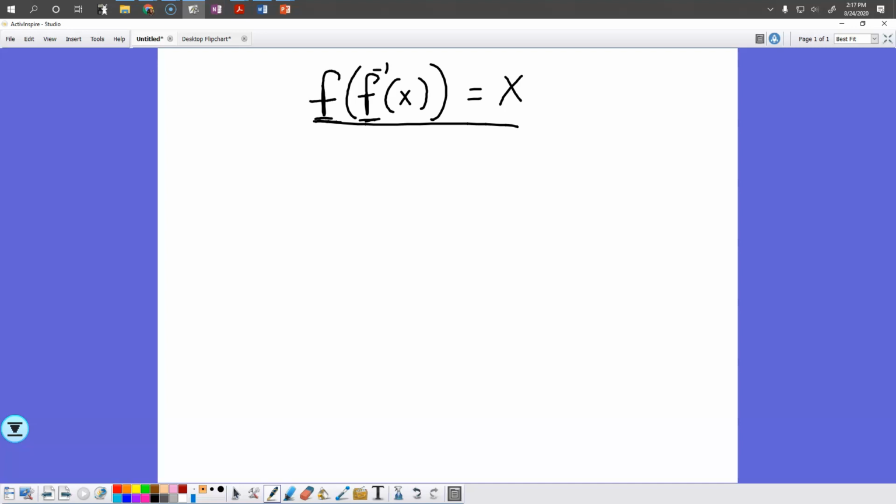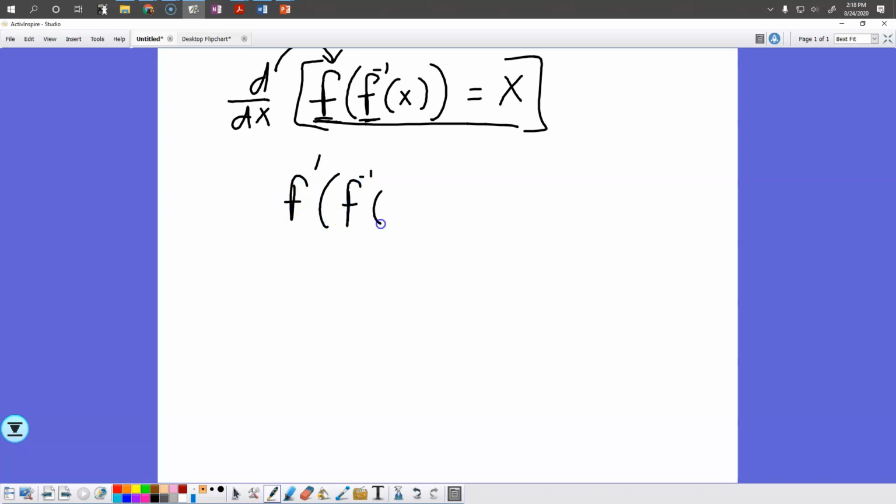But you can actually figure out the formula for the derivative of the inverse using this. Let me show you. If you take the derivative of this with respect to x, you can apply the chain rule. Derivative of the outside times the derivative of the inside.